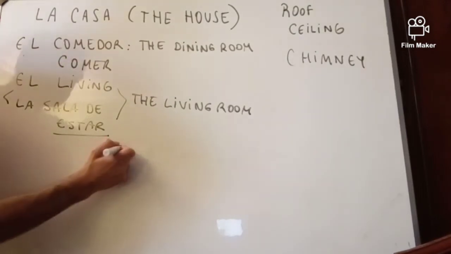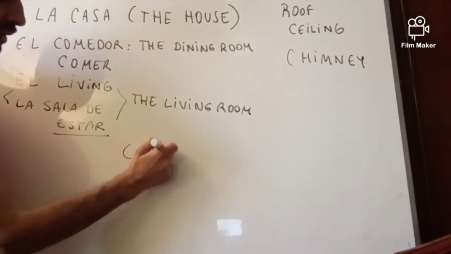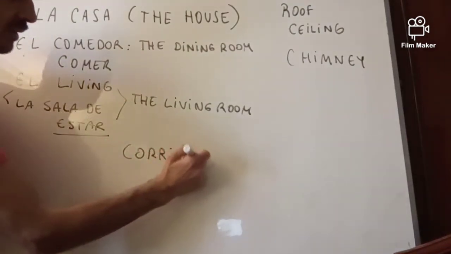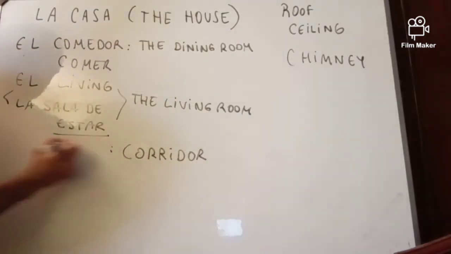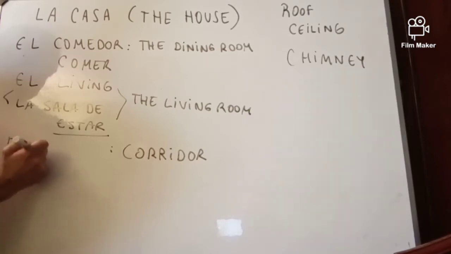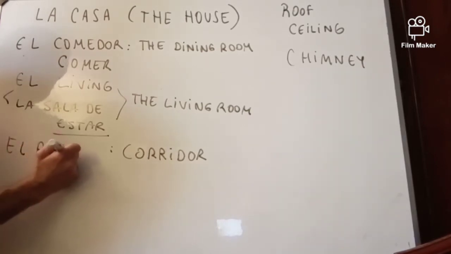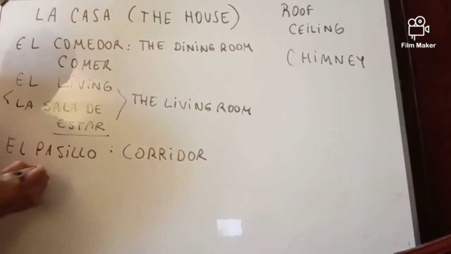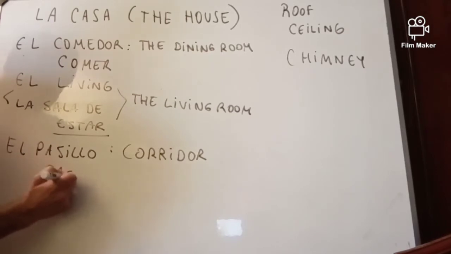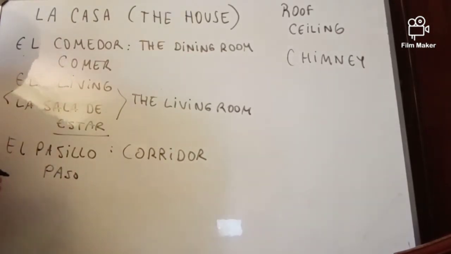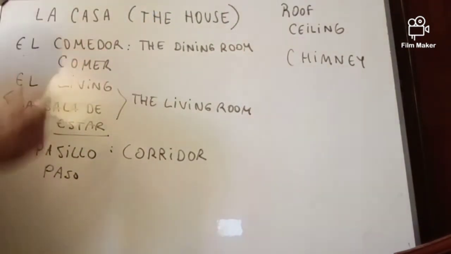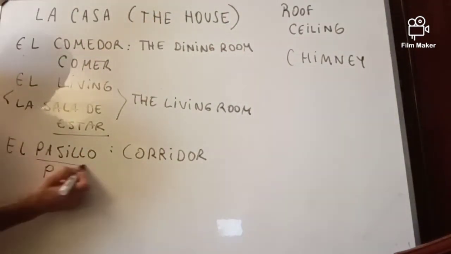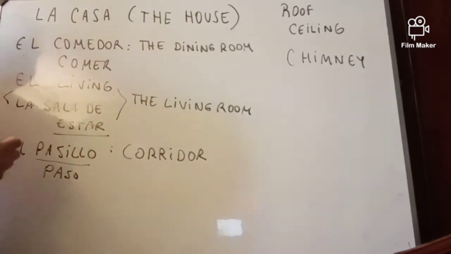We may find a corridor surrounded by rooms. We call this el pasillo. It comes from paso, a path to somewhere else, to another room. So this is el pasillo, the corridor.